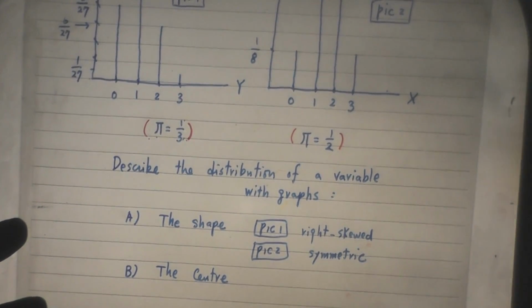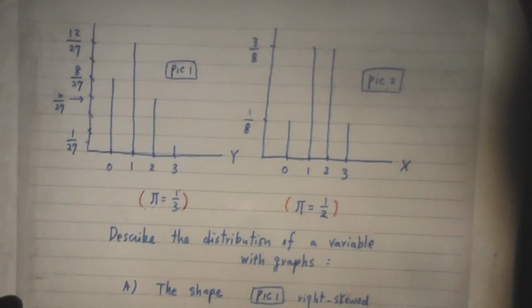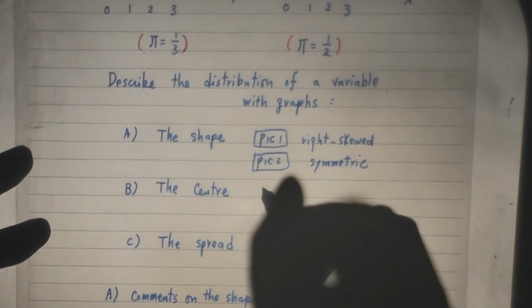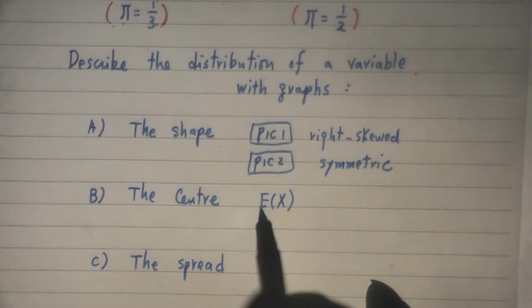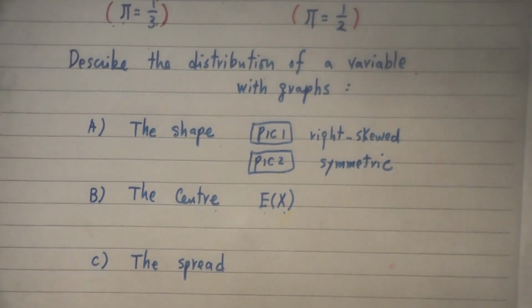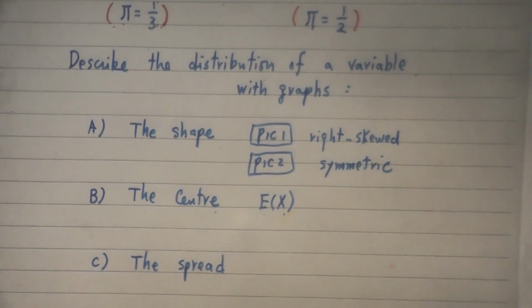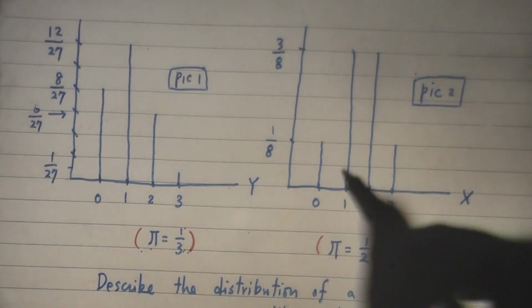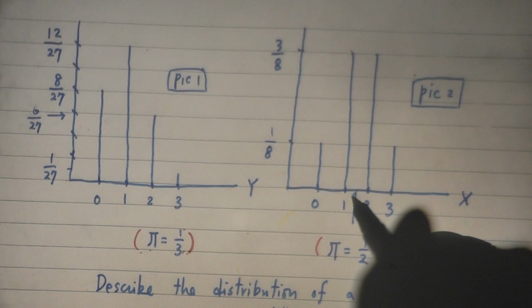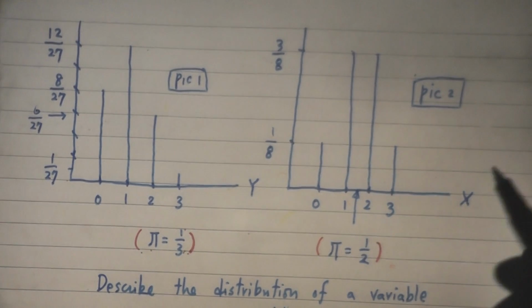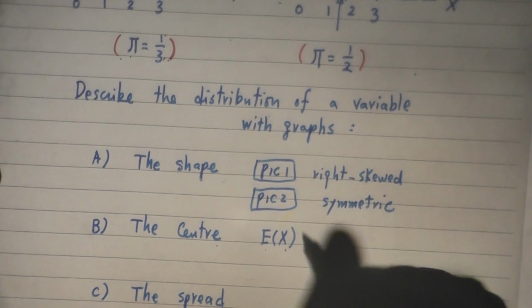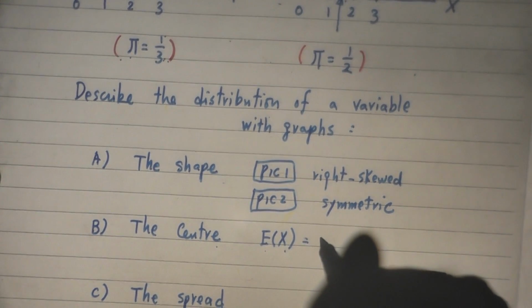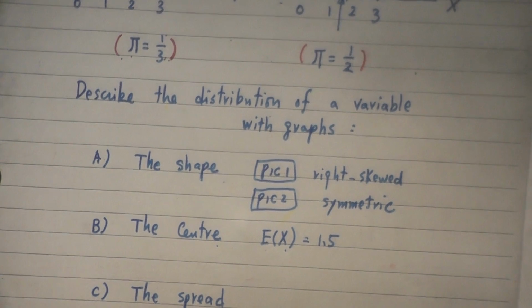Next, how are we going to describe the center? For the center, we use the expected value of X. This number is used to describe the center of the distribution. In this picture, where's the center? When you point your finger at this point, you can balance the graph. That is to say, EX is 1.5.